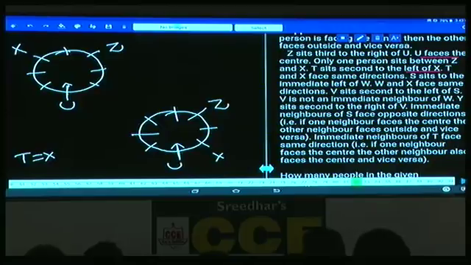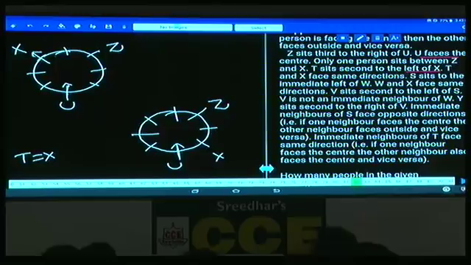As T is seated second to the left of X, as X is here. Now tell me whether X can be towards the center? No. If X is towards the center, then Z and T must be in the same place, which is ruled out. Hence X cannot be here. X cannot be facing towards the center. Hence X must be away from the center.